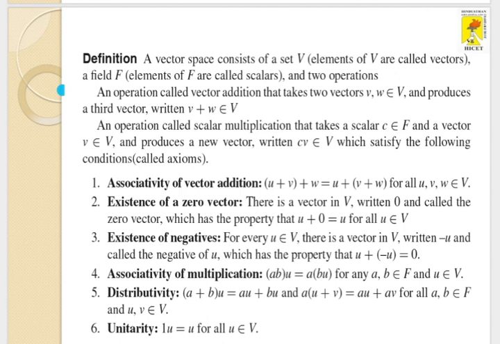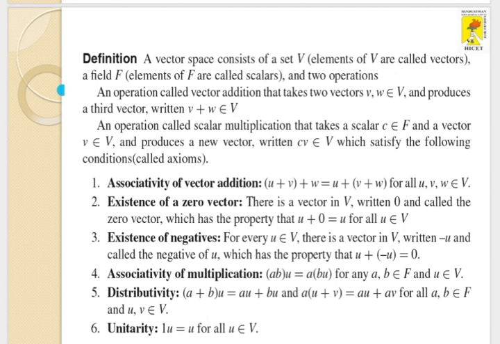First condition is associativity of vector addition, which is (u plus v) plus w equal to u plus (v plus w) for all u, v, w belongs to V. Second property is existence of a zero vector. There is a vector in V written as 0 and called zero vector, which has the property that u plus 0 equal to u for all u belongs to V.